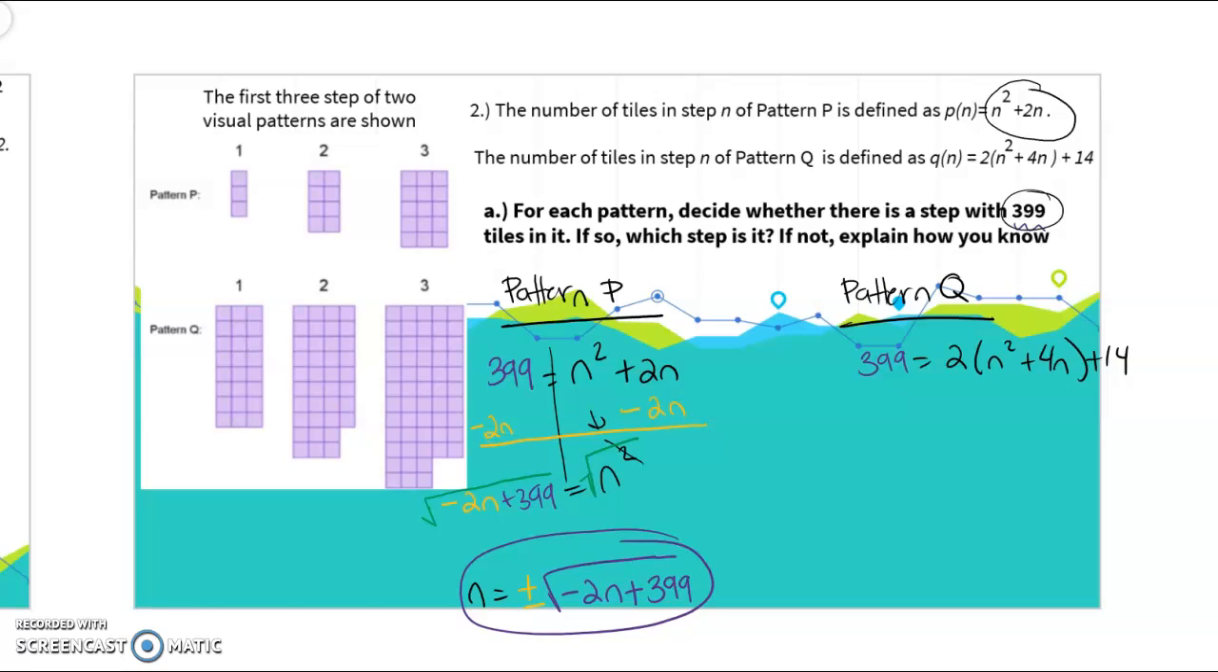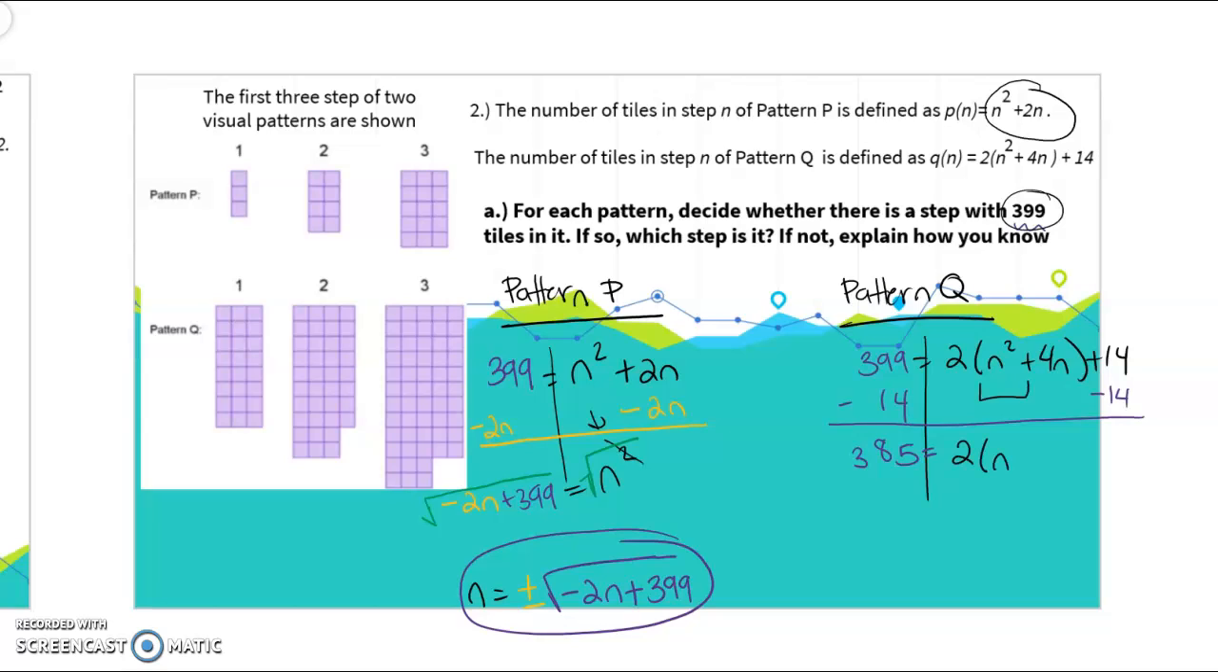All right. Let's try Q. So this one's a special case. I need to first get rid of the 14 because that's super duper important. Get rid of the 14 before you do absolutely anything. 399 minus 14 is 385. And all I'm going to do is just take everything down.